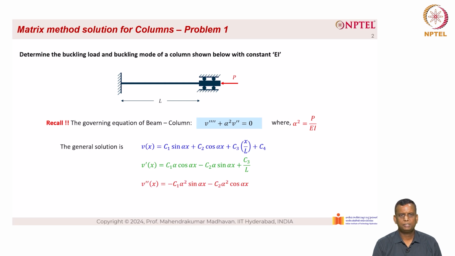So when we differentiate twice, we have V double dash of x equal to minus C1 alpha square sin alpha x minus C2 alpha square cos alpha x. We can also differentiate it thrice. So V triple dash of x equal to minus C1 alpha cube cos alpha x plus C2 alpha cube sin alpha x.